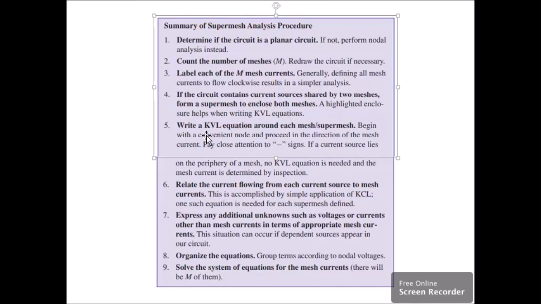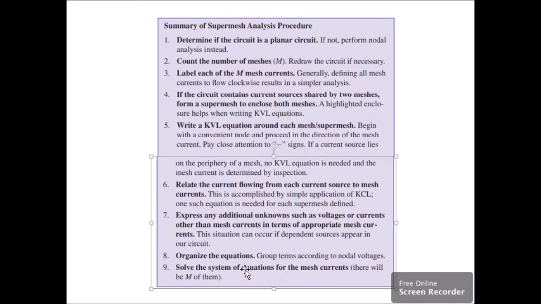And then, begin with the convenient node and proceed with the direction of the mesh current. Sundan mo yung direction ng mesh current. Okay? Kung saan pumapasok yung mesh current mo, sa kahit anong element, andun yung positive sign. Alright? Okay. And then, you relate the current flowing from each element to the mesh current, express additional unknowns, organize your equation, and then solve your equations. Okay? General math na to. Algebra. So, that's it for this video.